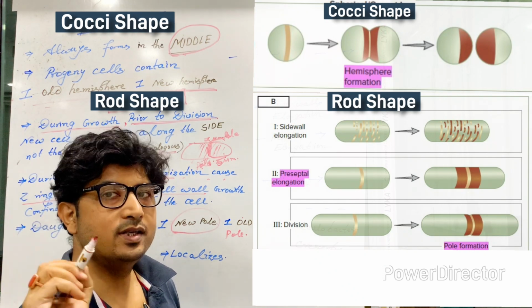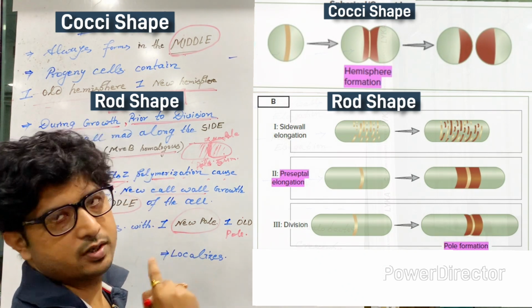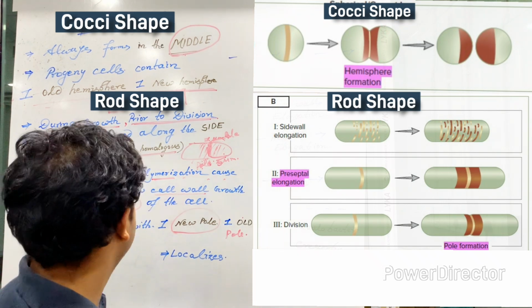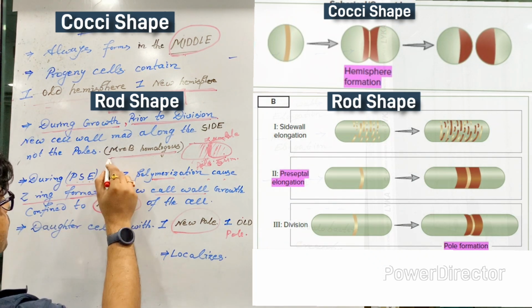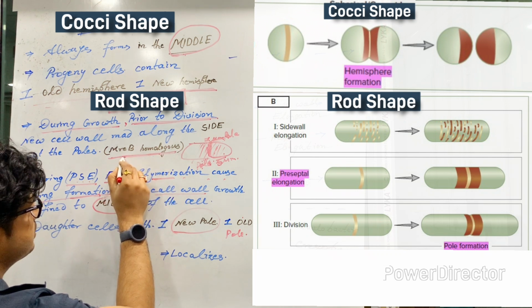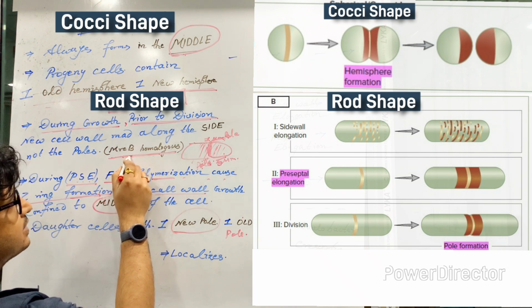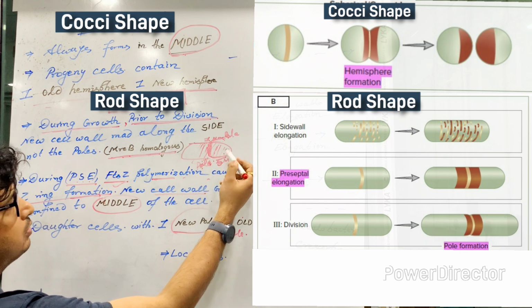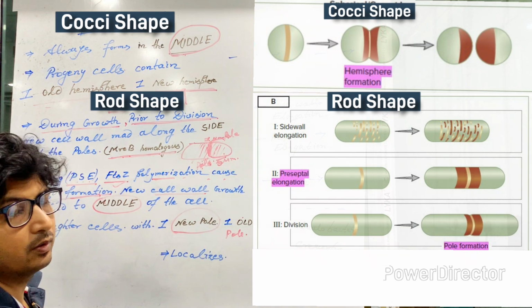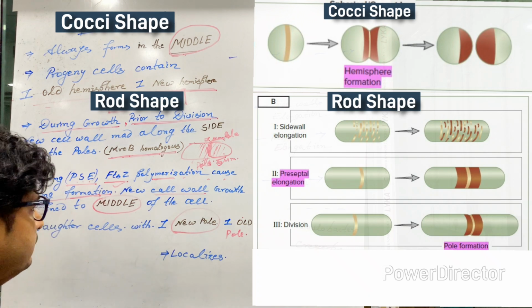Why the cocci is cocci and the rod is rod always. So these phenomena happen, and these proteins are very, very important. MreB, this cytoskeleton homologue, is very essential in forming the sidewall elongation during the division of their cellular components.